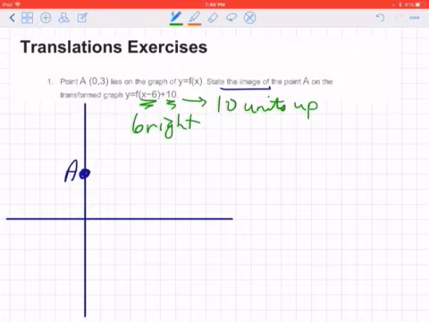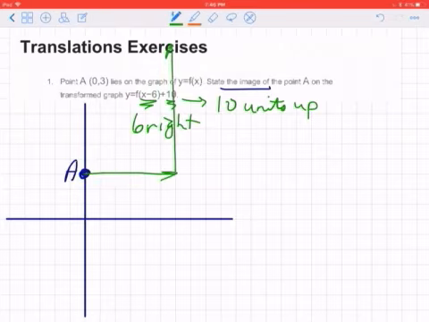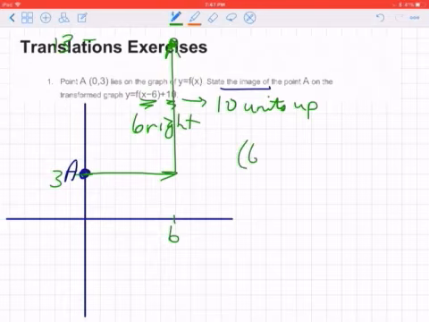So basically what we are asked to do is state the image of the point. Now we're not asked to graph the point, but we know that this is going to go 6 to the right and then 10 up, and it would end up being somewhere way up here, right? So we can reason through that and say, well, okay, if it's going to move 6 to the right, then this value should be 6. If it was at 3 and it's going to go 10 up, then it would be somewhere up here at 13. So our answer should be (6, 13).